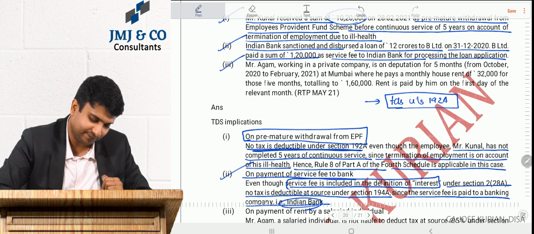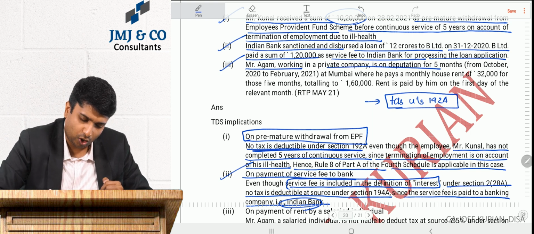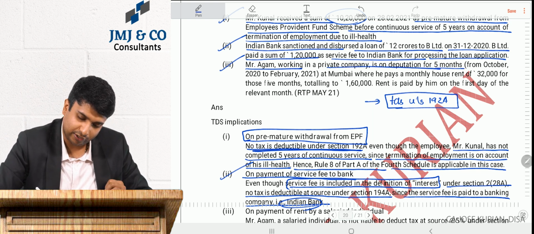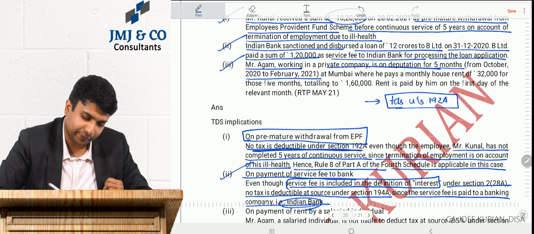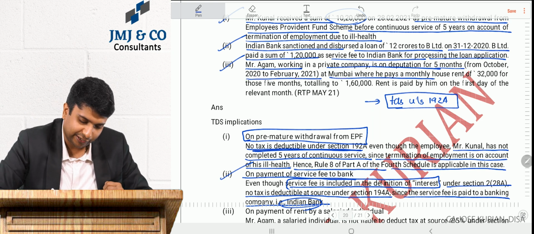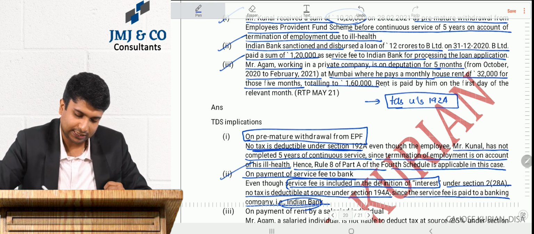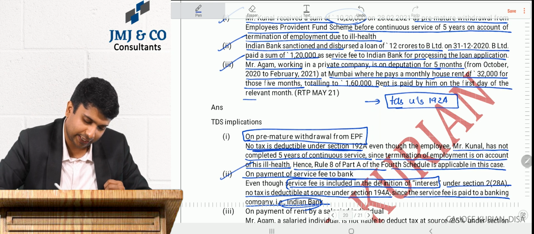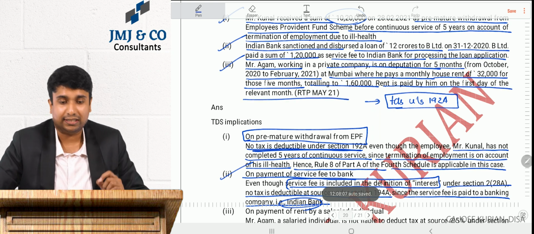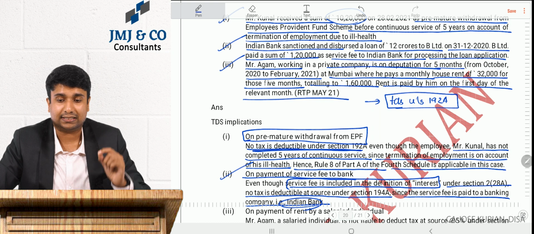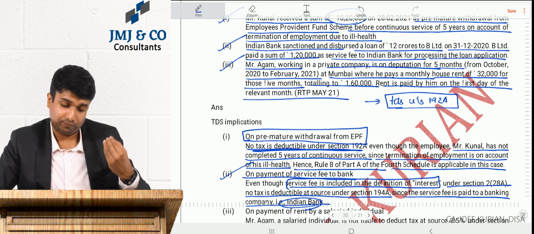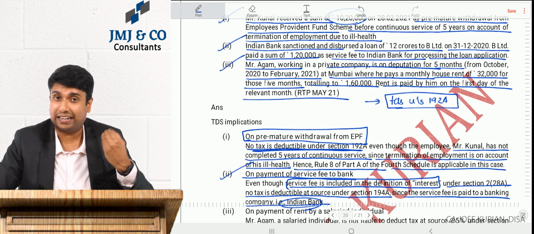Again, point number 3. Mr. Agam is working in a private company on deputation for 5 months from October 2020 to February 2021 at Mumbai, where he pays a monthly house rent of 32,000 for those 5 months, totaling 1,60,000. Rent is paid by him on the first day of the relevant month. So the point is, they are asking whether TDS is required to be deducted while making that rent payment.